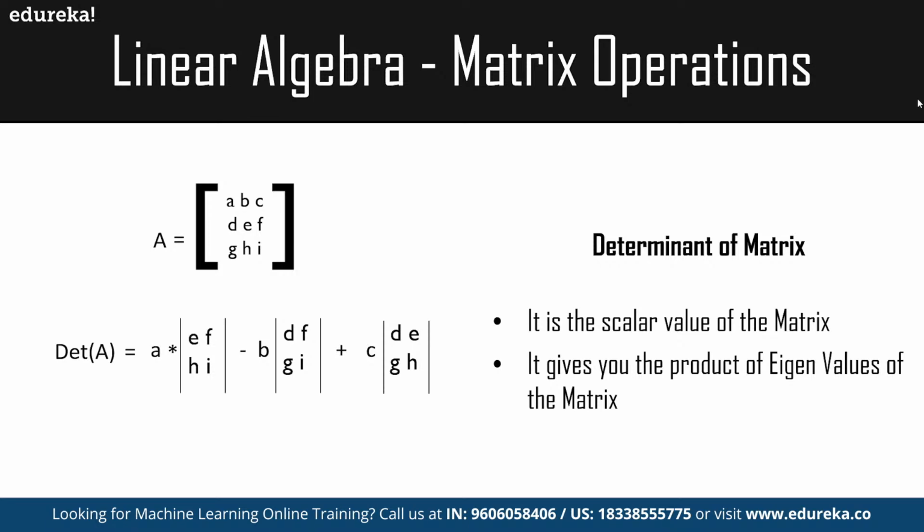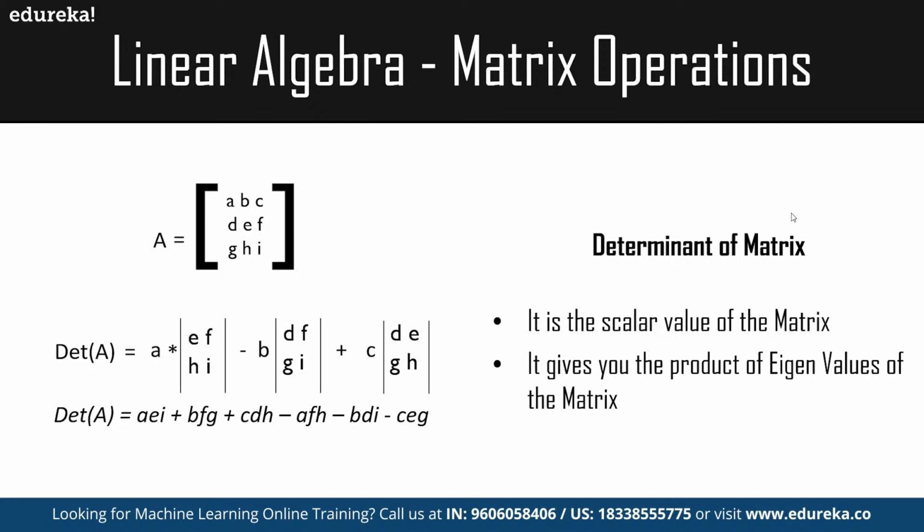So in terms of the determinant, we get the result as AEI plus BFG plus CDH minus AFH, then minus BDI, minus CGE. That is how we can define the determinant.